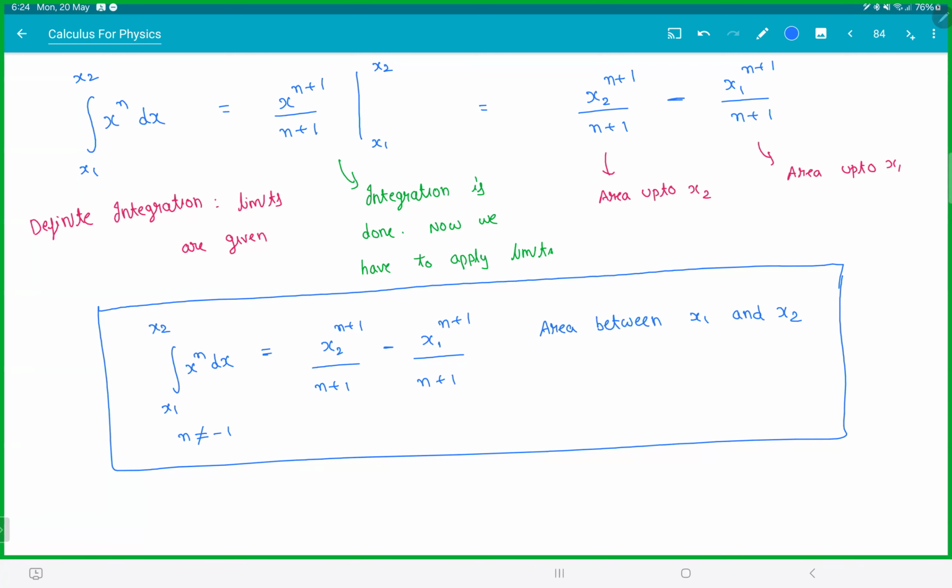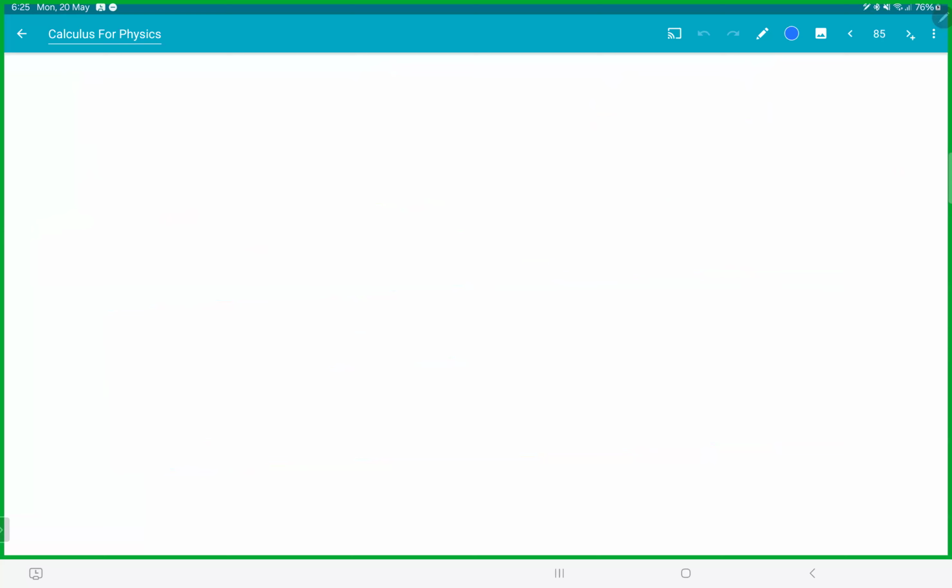And like I always keep telling you, Maths is not the problem. Converting the problem into the mathematical part is a headache in physics. Clear with this? Let me show an example.